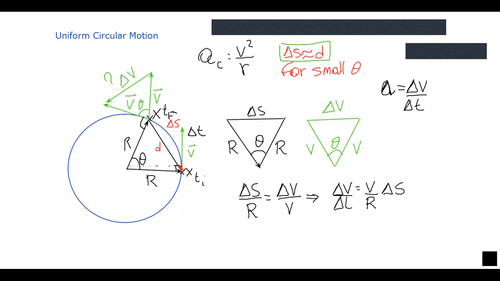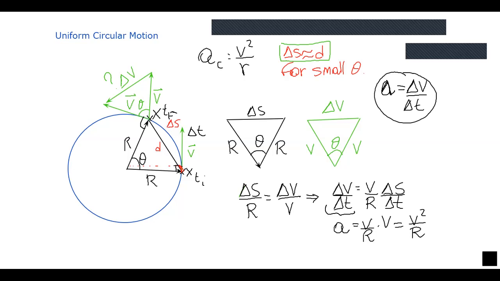to obtain the following. Now, the expression on the left here is just A, because it's whatever I just defined up here. The expression on the right is V over R multiplied by delta S over delta T. Now delta S is the distance traveled. So the distance traveled here divided by the time is nothing but the speed. So this is V over R times V, which is V squared over R.